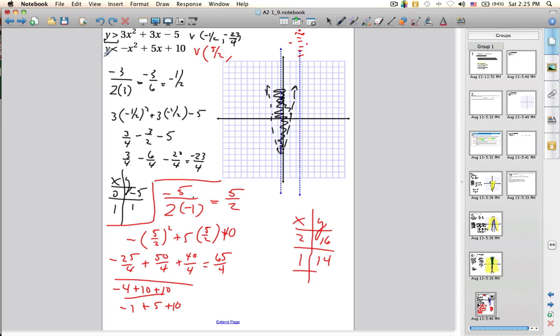Now this is y is less than, so I have a dotted line. I want to go ahead and plot my dotted line. I know that I'm going to have an intercept here. That may help me as well to help get the shape. Right, and we go like this. I want y values that are less than here, so below here is also inside the parabola.